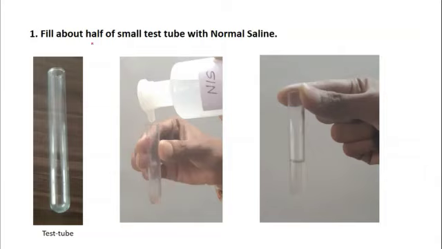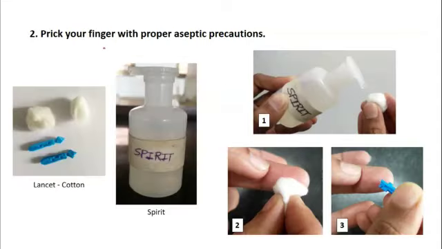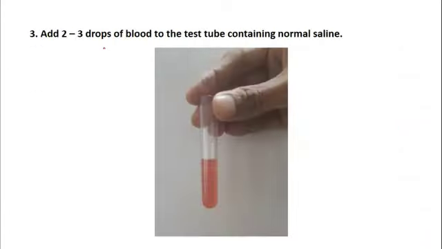So here we begin with the procedure of blood grouping. First of all, you have to fill about half of a small test tube with normal saline, as you are seeing in the photographs. After that, you have to prick your finger with proper aseptic precautions. Now you have to add 2 to 3 drops of blood to the test tube containing normal saline.